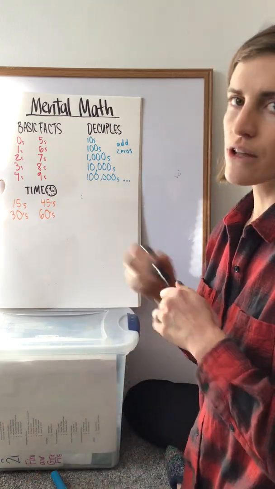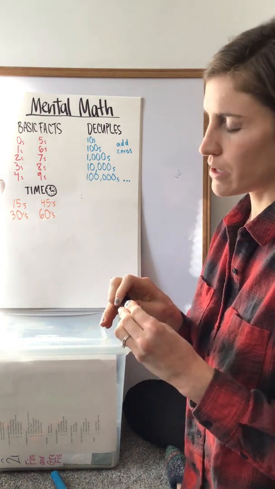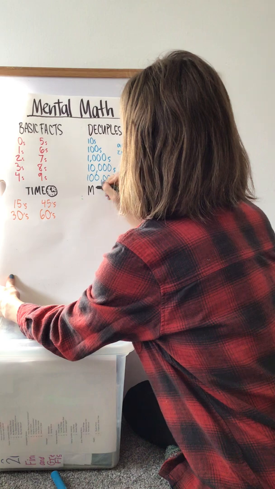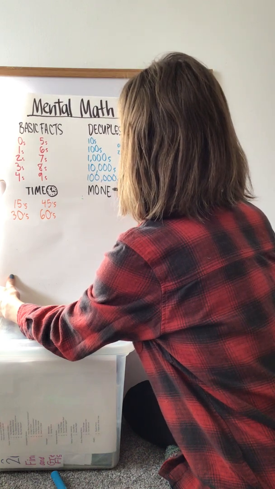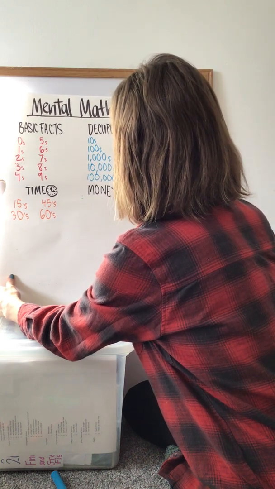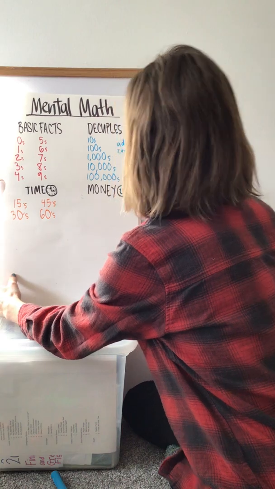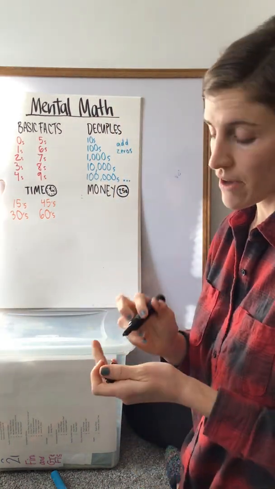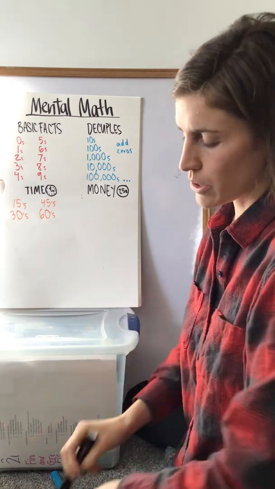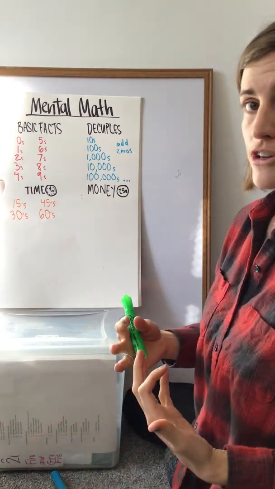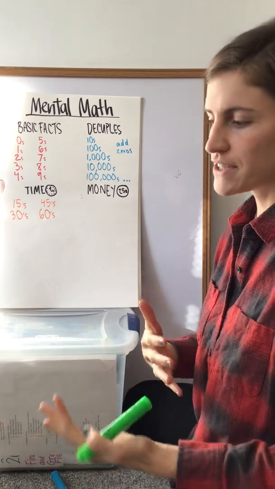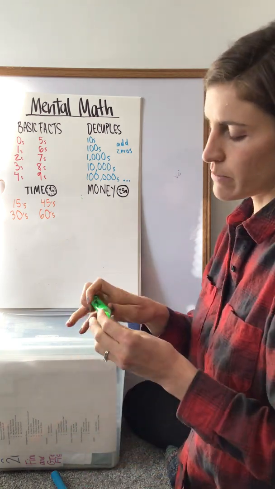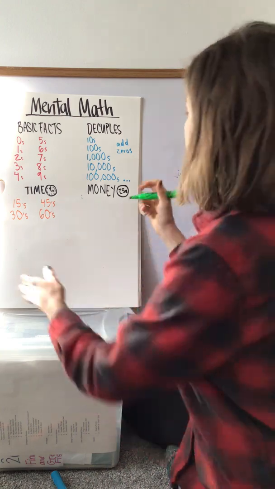And lastly, another way that we can solve mental math problems is by thinking about money. Money is a tool that we can use that helps us with 25s. Remember, $1 is made up of 4 quarters: 25, 50, 75, 100. That's a way that we can think about multiples of 25.